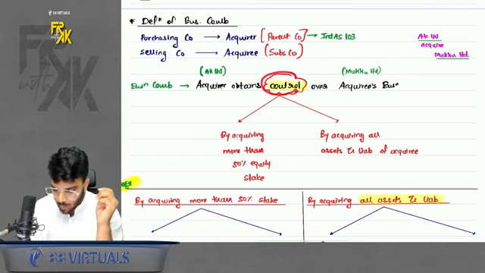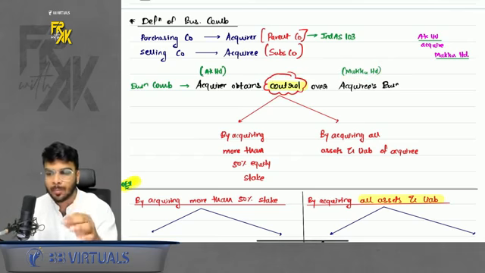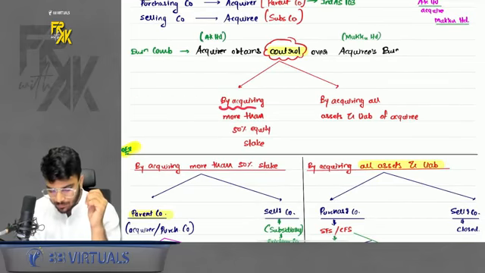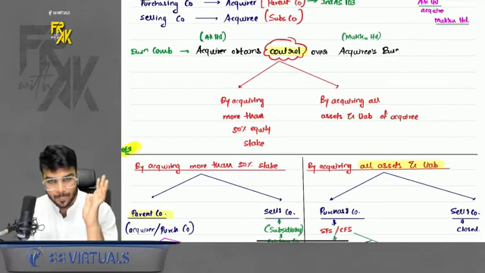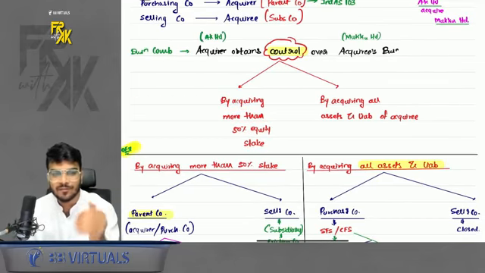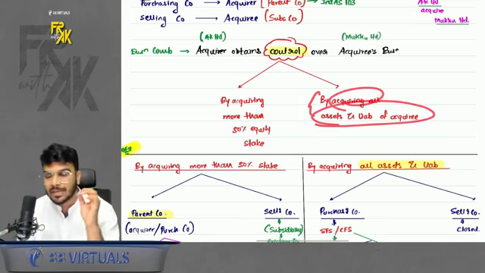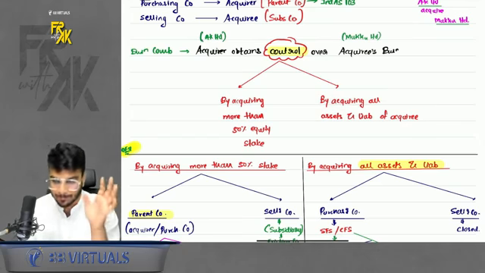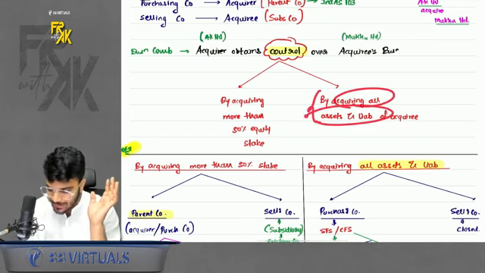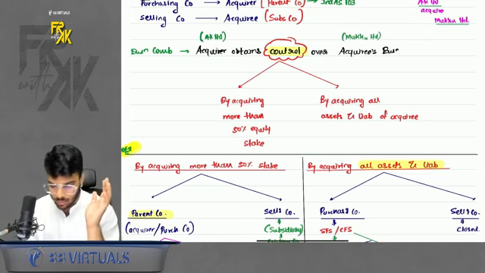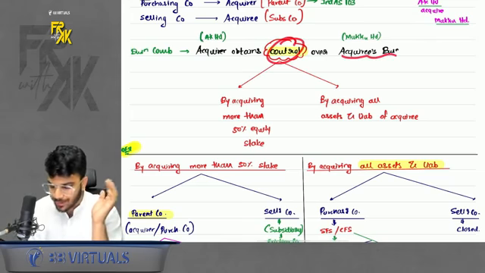Okay. Now how can you obtain control? Control can be obtained in two ways. First, you can acquire more than 50% equity stake. If you purchase more than 50% of a company's shares, you will have control. Or you can acquire the selling company's assets and liabilities directly. If you acquire all the assets and liabilities directly, then also you will have control. So these are the two ways in which you can obtain control. Control over what? Control should be over the acquiree's business.